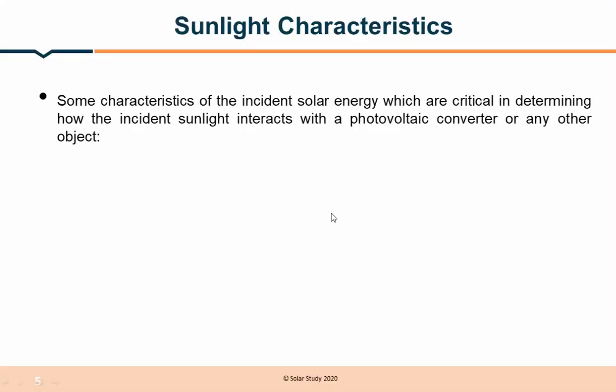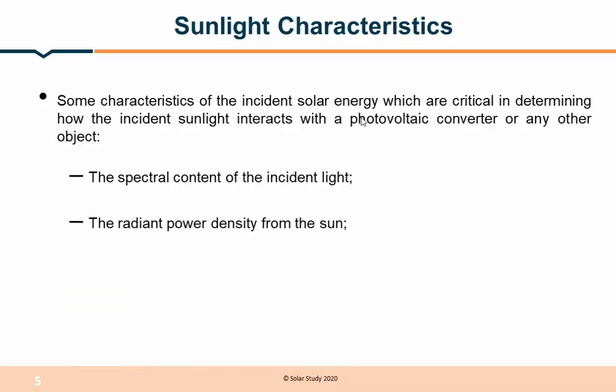Now we will see some characteristics of sunlight. Why do we need to know about the characteristics? Because the incident solar energy is critical to determine the incident sunlight. How that sunlight interacts with the photovoltaic cell and how it converts, we have to know. Some characteristics are the spectral content of the incident light. What is the content in the incident light? We have to know that. And how much radiated power density, how much irradiation, will be incident on the solar panel.